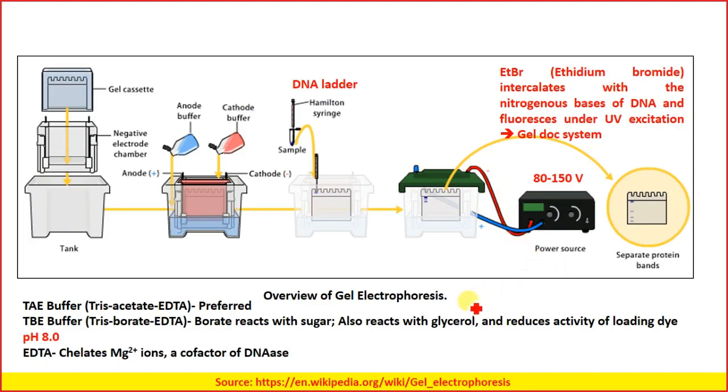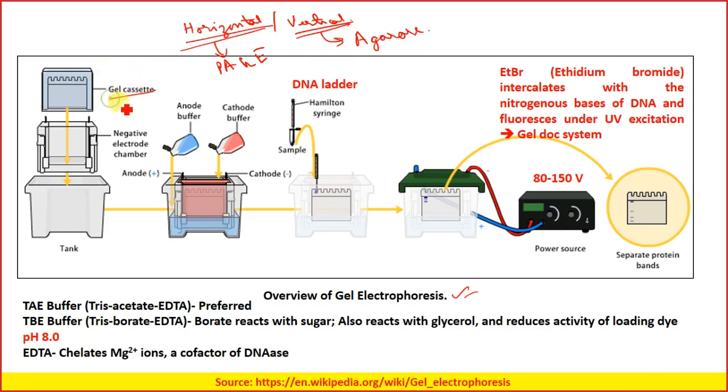Now, this is a typical overview of a gel electrophoresis. What happens here is that you have a gel cassette. This gel cassette can be either horizontal or vertical. If it is horizontal, usually we use PAGE, and for vertical electrophoresis, we usually use agarose. In both cases, you will have a gel cassette. So we need to set the gel within this gel cassette.